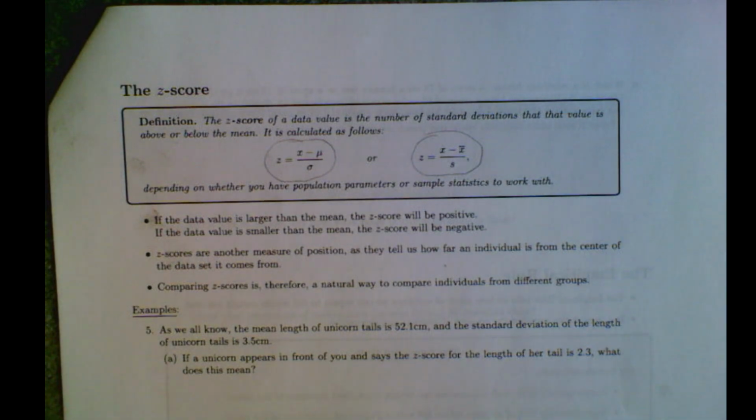Okay, let's just practice a little bit with this concept. As we all know, the mean length of unicorn tails is 52.1 centimeters, and the standard deviation of the length of unicorn tails is 3.5 centimeters. If a unicorn appears in front of you and says the z-score for the length of her tail is 2.3, what does this mean?